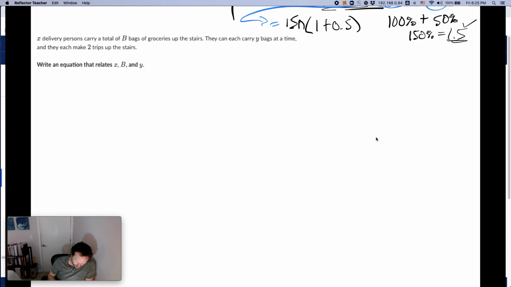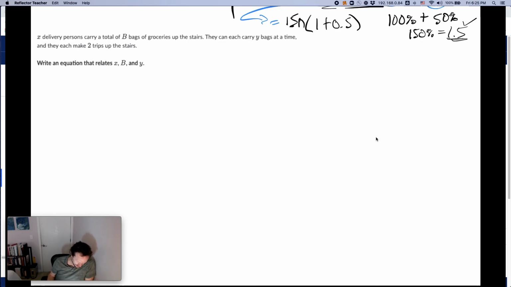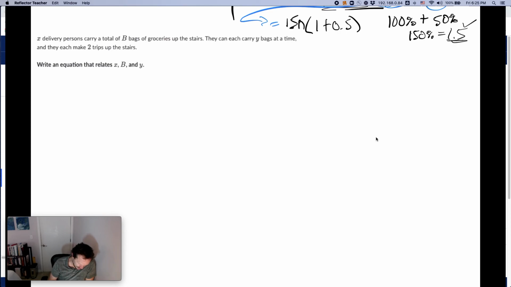They can each carry Y bags at a time, and they each make 2 trips up the stairs. Write an equation that relates X, B, and Y. X delivery persons carry B bags of groceries up the stairs. They can each carry Y bags at a time, and they make 2 trips up the stairs. So how many trips do the delivery people in total make? 2x.